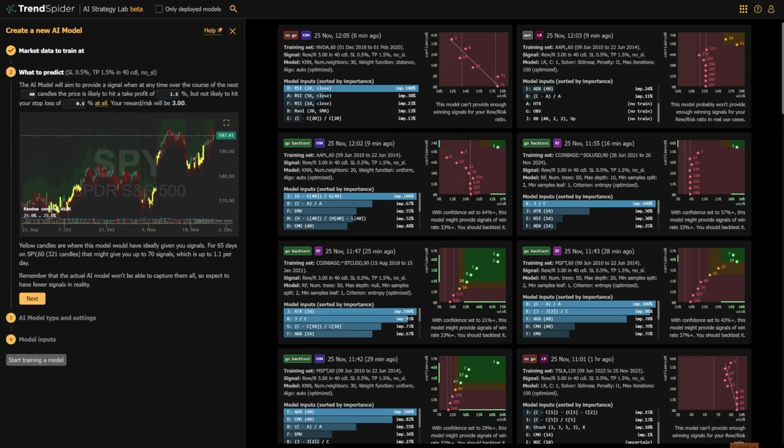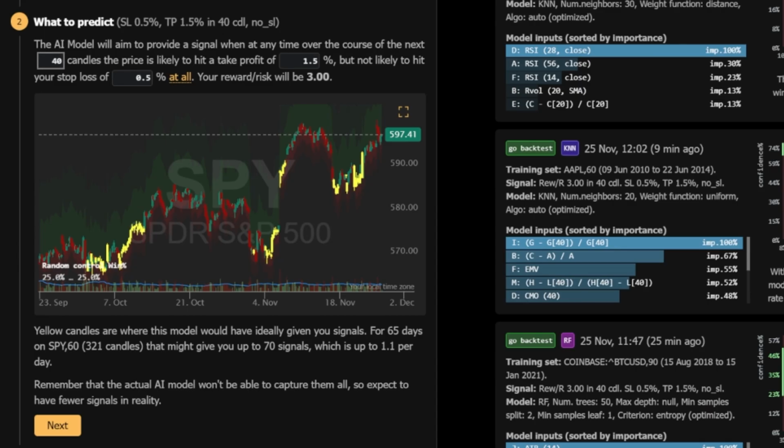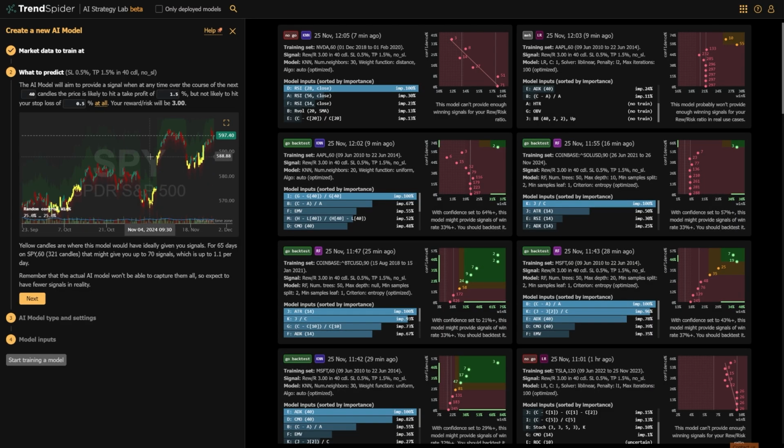The prediction goals were configured using the AI Strategy Lab's preset settings: a 40 candle horizon, a 1.5% take profit, and a 0.5% stop loss. These settings represented a logical starting point, balancing a reward to risk ratio of 3-to-1 with SPY's typical price movements over a 7-day period. The goal was to test the AI's ability to uncover patterns and opportunities within these boundaries.